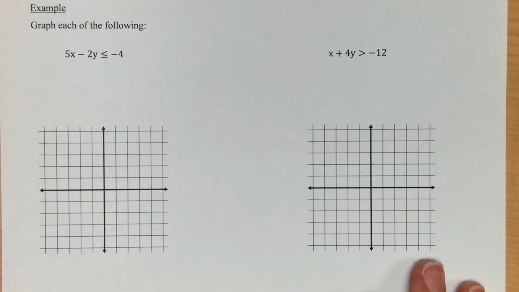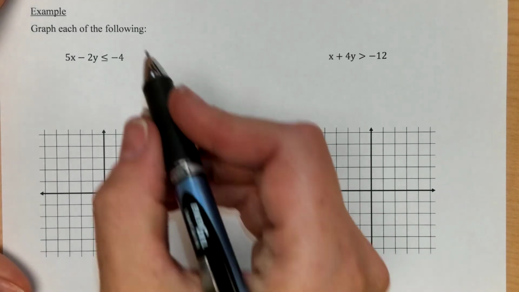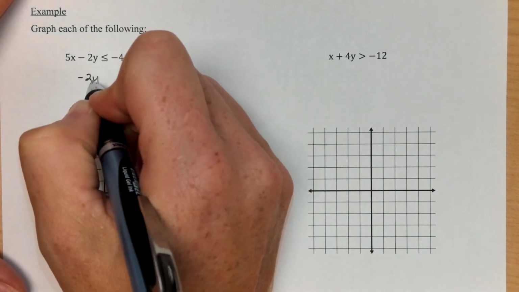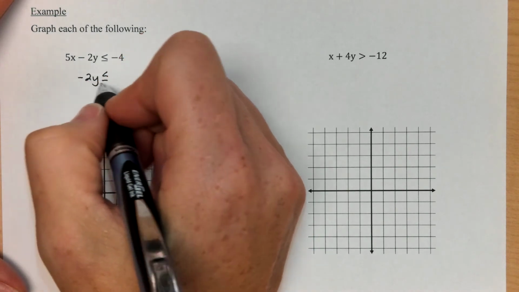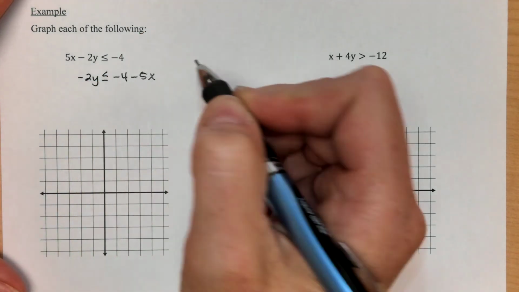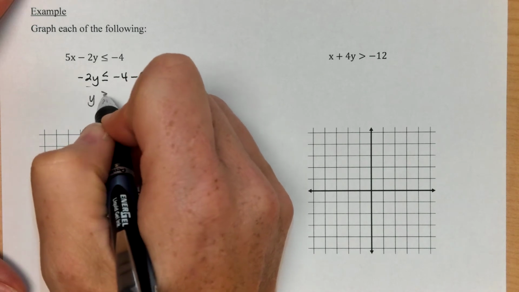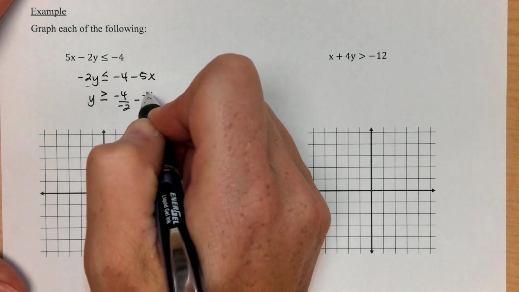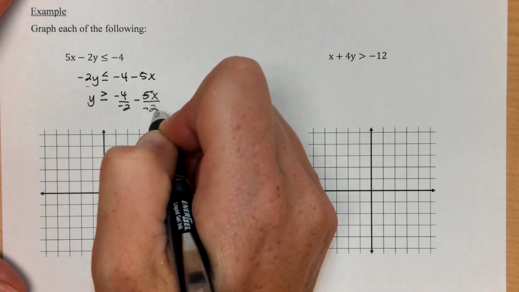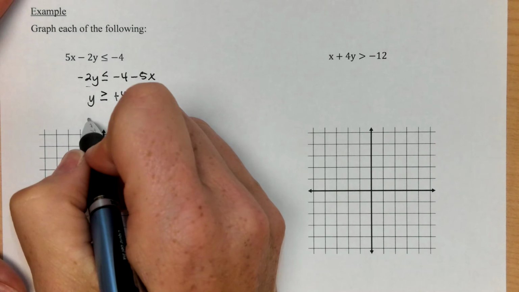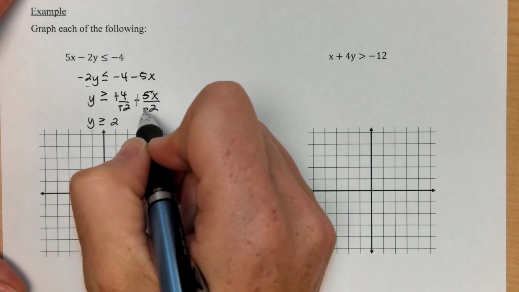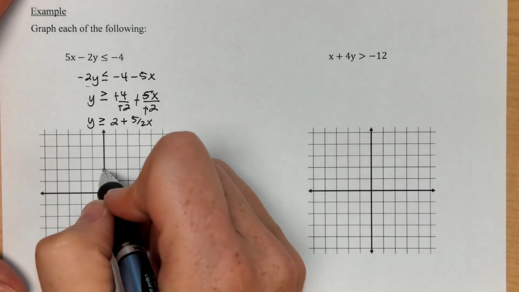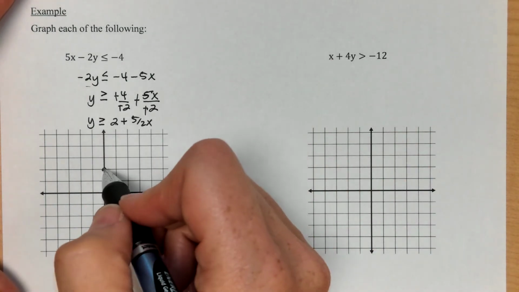So we'll do 2 more. Graph each of the following. So first we're going to solve for y so we can figure out what our slope and y-intercept are. So I'm going to move my 5x over. And when I divide by this -2, I need to remember to flip the sign. So it'll be -4 divided by -2, and it'll be -5 divided by -2. So these will click out, and I actually end up with 2 plus 5/2 x. So my y-intercept is at 2, and my slope is up 5 over 2.